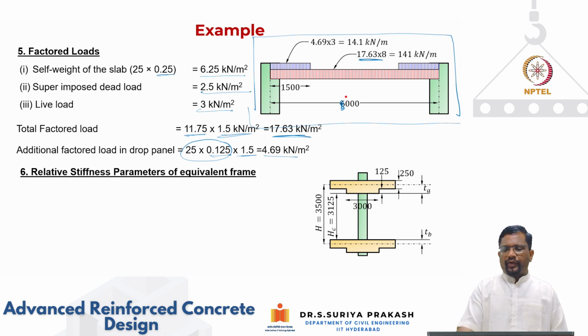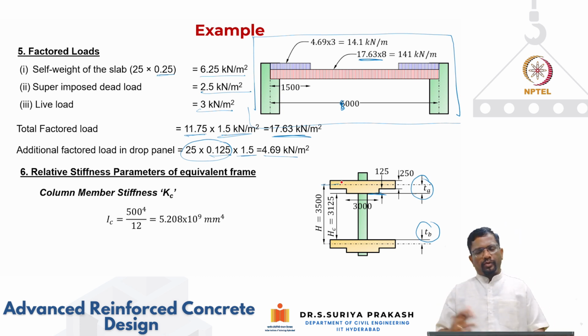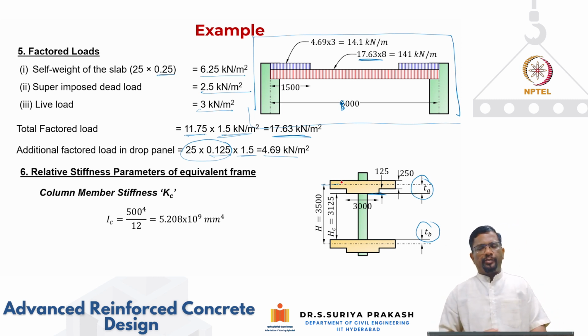Okay, now we are getting into these tables. And to use the tables, of course, we have to get the ta by tb value. Now what is ta? ta is measured from the center line to this edge, because we are talking about a drop panel with a drop. So the ta is working out to be 125 plus 125, which is equal to 250, and the moment of inertia of the column is 500 by 500, so it is going to be h cube by 12.